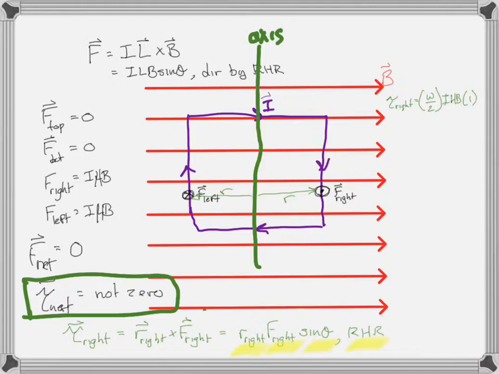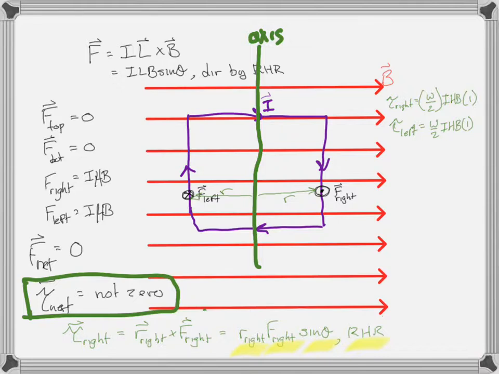What's the magnitude of the torque on the left? Well, the magnitude of the torque on the left is actually going to end up being the same thing. It's W over 2 IHB, and the angle between the radius vector and the left force is 90 degrees, so sine of 90 is 1. So the two torques are the same, but they're not in opposite directions, right?